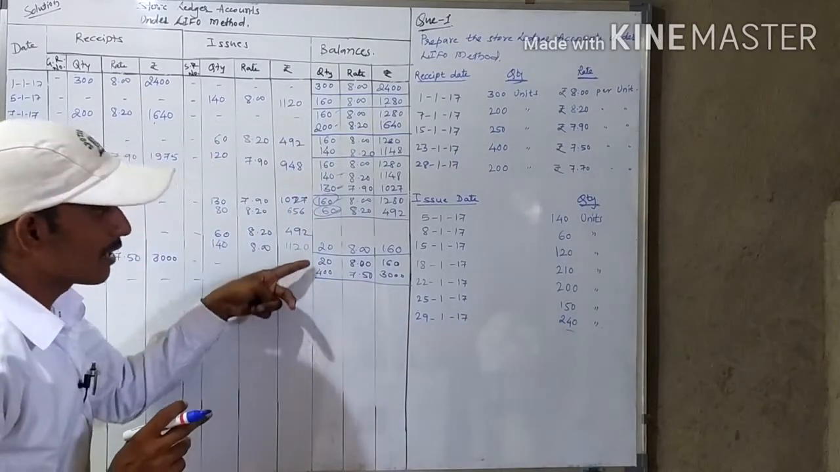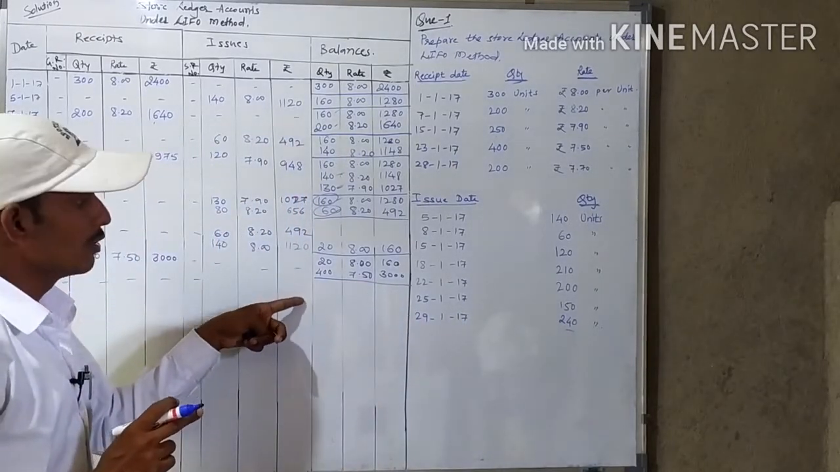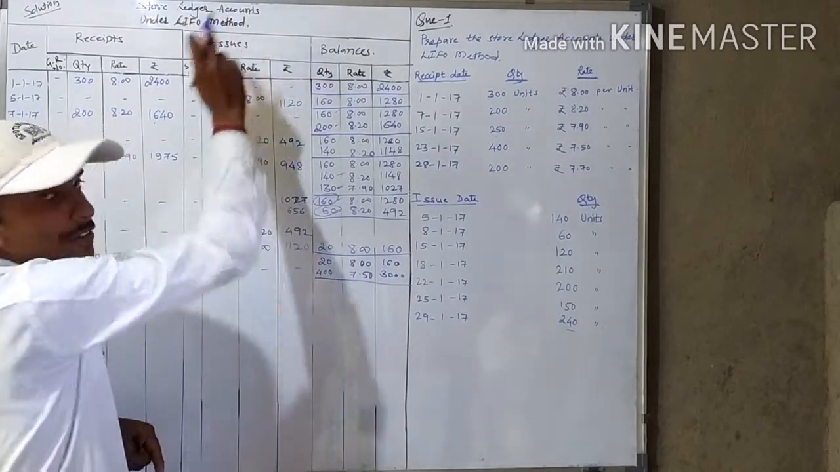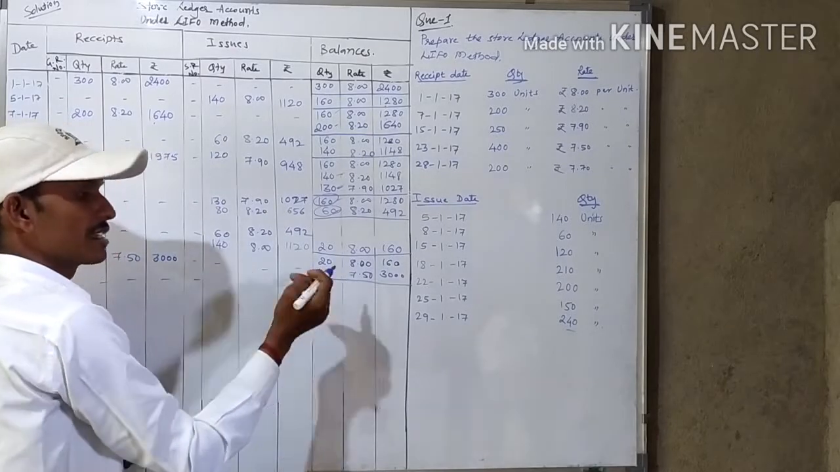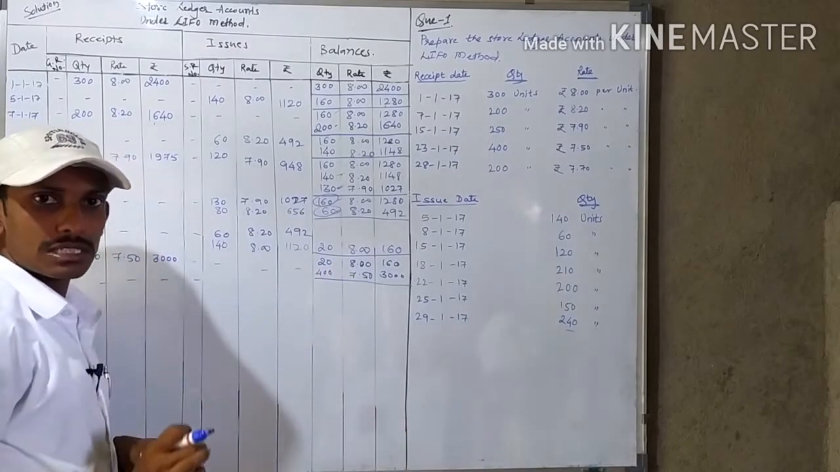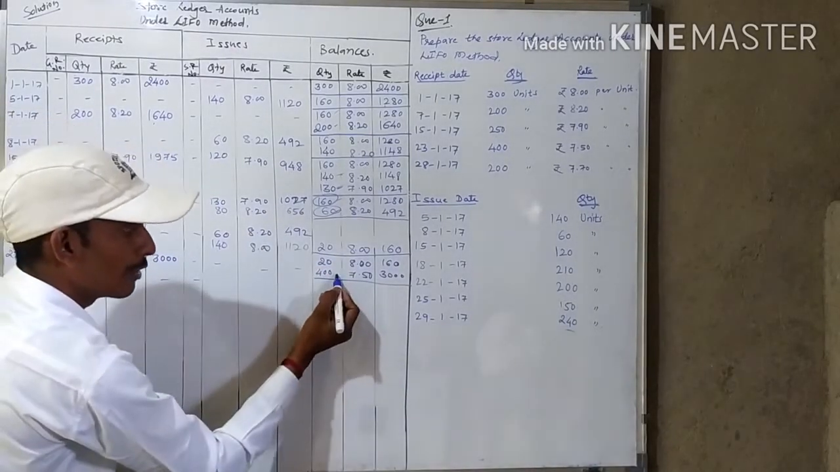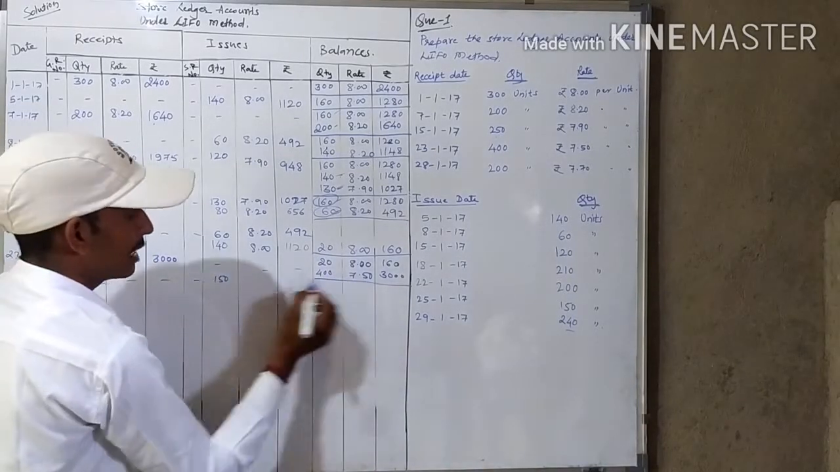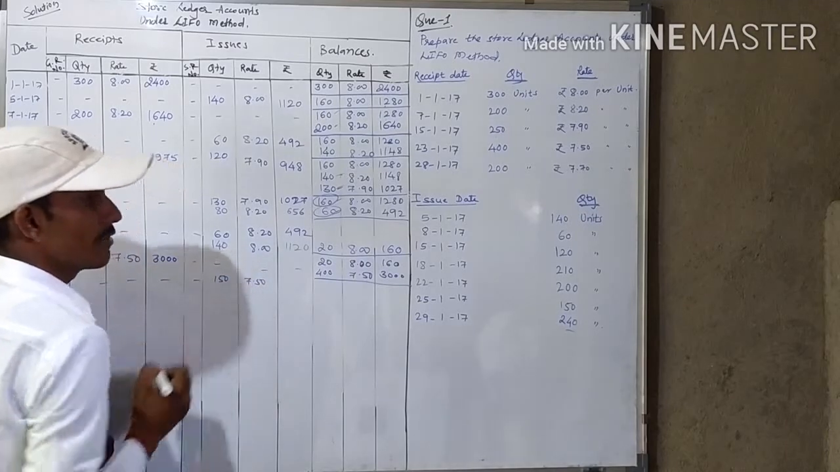Then 2 lots are available in the godown. So which lot do we have to issue first? The one which is purchased last, because we are following the LIFO method. Last in, first out. Which material we have purchased last, we have to issue first. Out of 140, we have to issue 150 units. Okay, what is the rate of those units? 750.